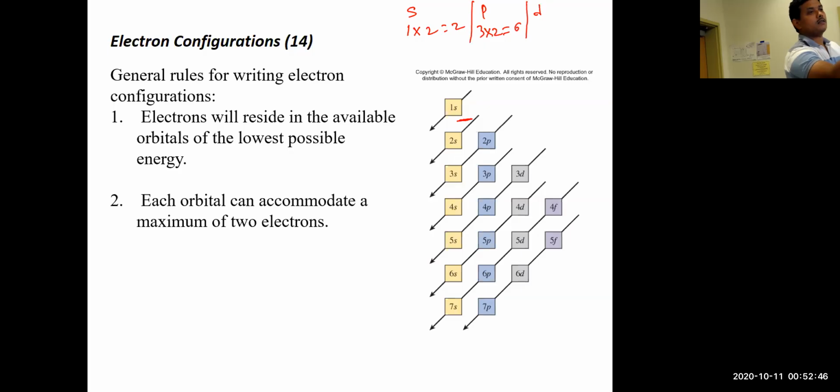Subshell D has 5 orbitals. 5 times 2 is 10. So it will hold 10 electrons maximum. Subshell F has 6 orbitals. I'm sorry, 7 actually.